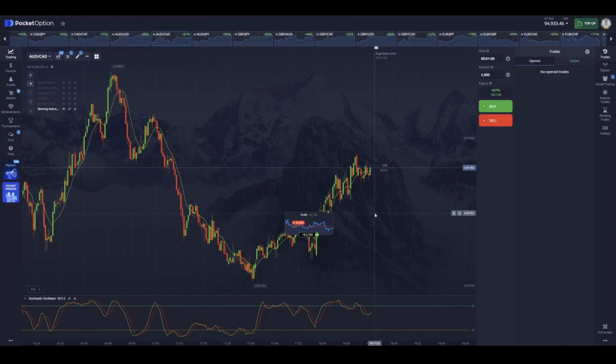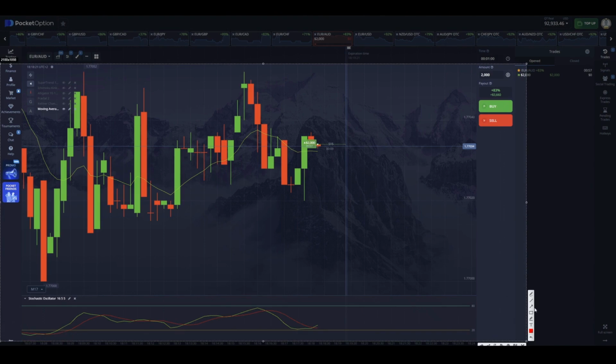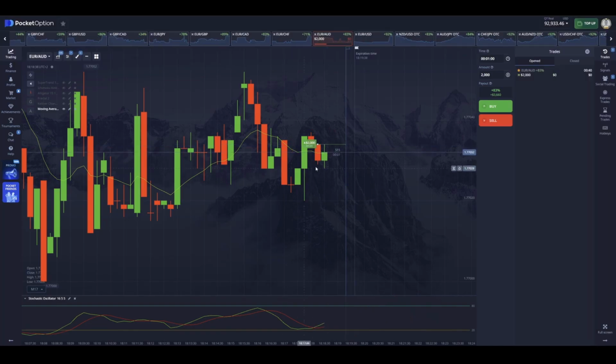Now, let's figure out the entry points. Take a look. From here, on the Euro/Australian dollar, we can open a buy trade. So, as you can see, there's a crossover happening here, and here we have the green line on top. All of this is happening near the lower line. So, I understand that from here we can open a buy trade. Plus, the price is above the moving average.